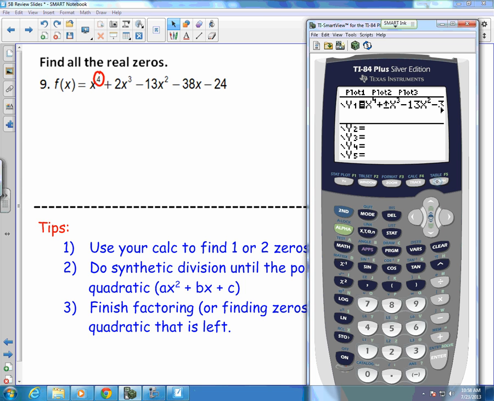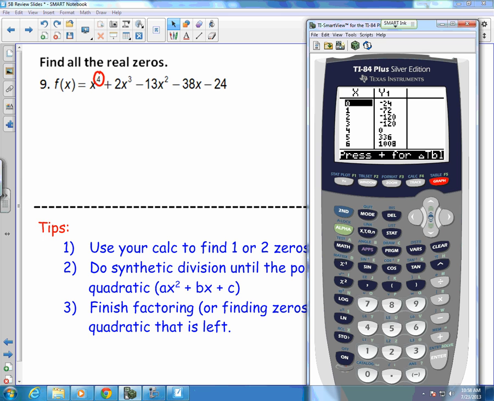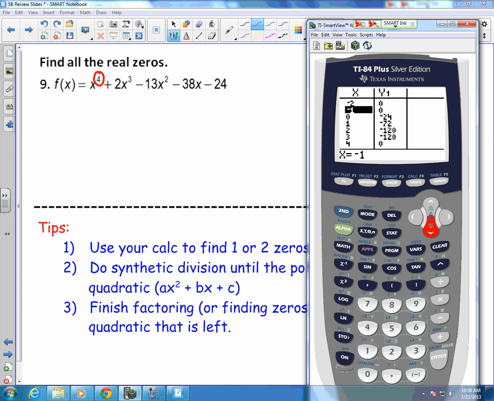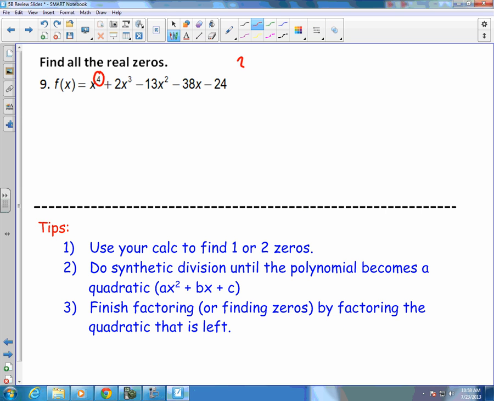And now I'm going to look at my table again. I'm going to try to find some zeros. So I see a zero at 4, and I see other zeros at -1 and -2. When you do this in your calculator, a lot of times you're going to see a lot more zeros than you really should see, because we do want you to do synthetic division. So I'm going to take two of them. I'm going to call them zeros from calc. We're going to use x equals, how about -1 and 4? You can pick whatever ones you like. I'm going to use -1 and 4.